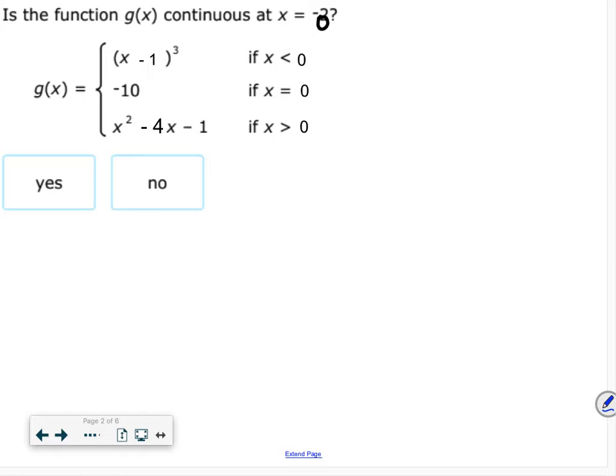Has everyone had a chance to write this down? Who needs more time to write it down? Okay, I'm going to give you some time to write it down. Sorry, sometimes I get really excited and I forget that. Sorry.